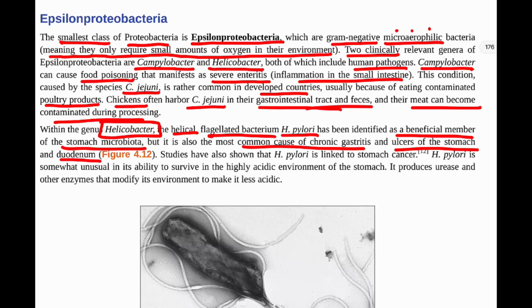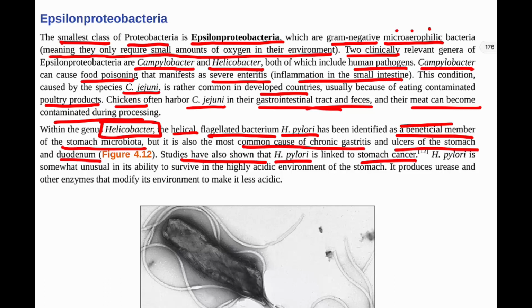So we've seen that it's actually beneficial and it's helpful in our stomach. However, when things change, when environmental conditions change, then we can see that it can actually cause some stomach upset. It can cause ulcers in a long-term situation in the duodenum in the stomach, and then long-term it can cause stomach cancer. So Helicobacter pylori is actually somewhat unusual because it can survive in this highly acidic environment of the stomach.